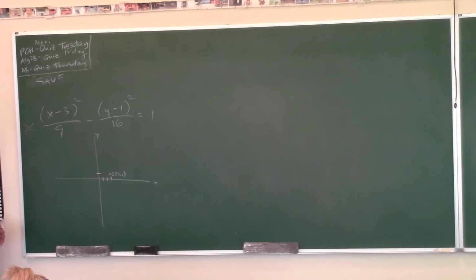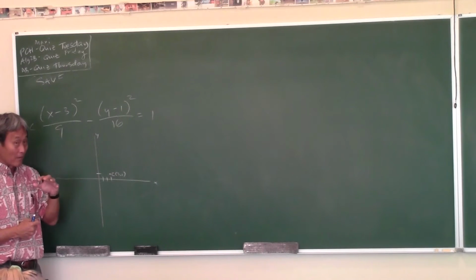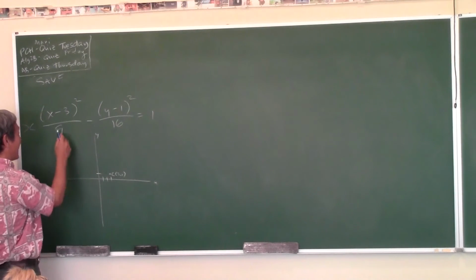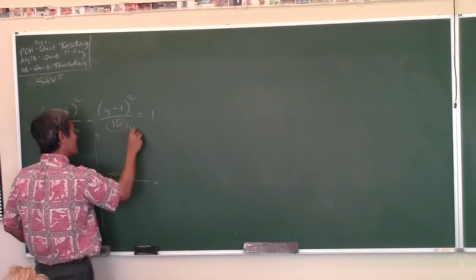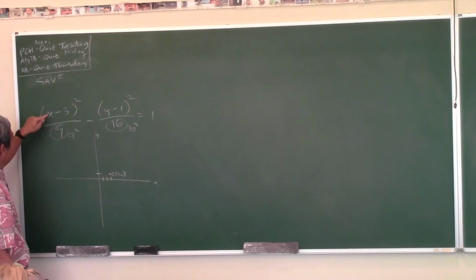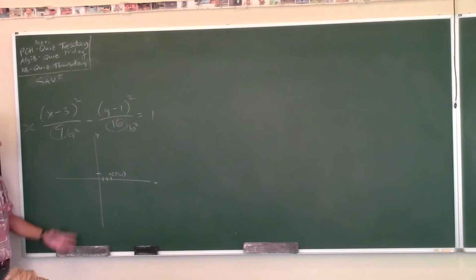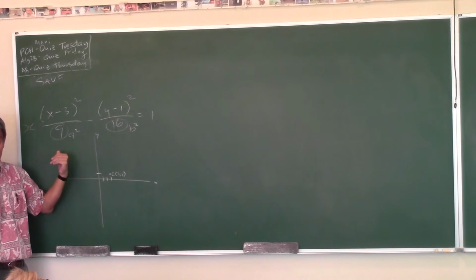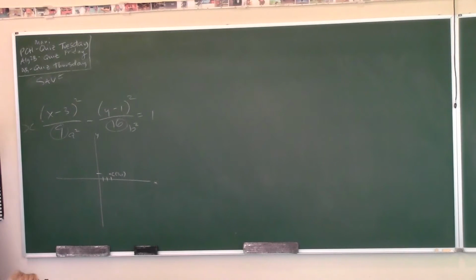Okay, now let's identify. Now in an ellipse, A squared is always the bigger denominator, right? B squared is the smaller one, but in a hyperbola it doesn't work like that. A squared is always the one that goes with the first term. B squared is always the one that goes with the second or the negative term. Okay? You guys got that down? Can you say it again? A squared is the one under the first term, the positive term. B squared is the one under the negative term. So sometimes B is going to be bigger than A. But in an ellipse, A is always bigger than B, right? But not necessarily in a hyperbola.